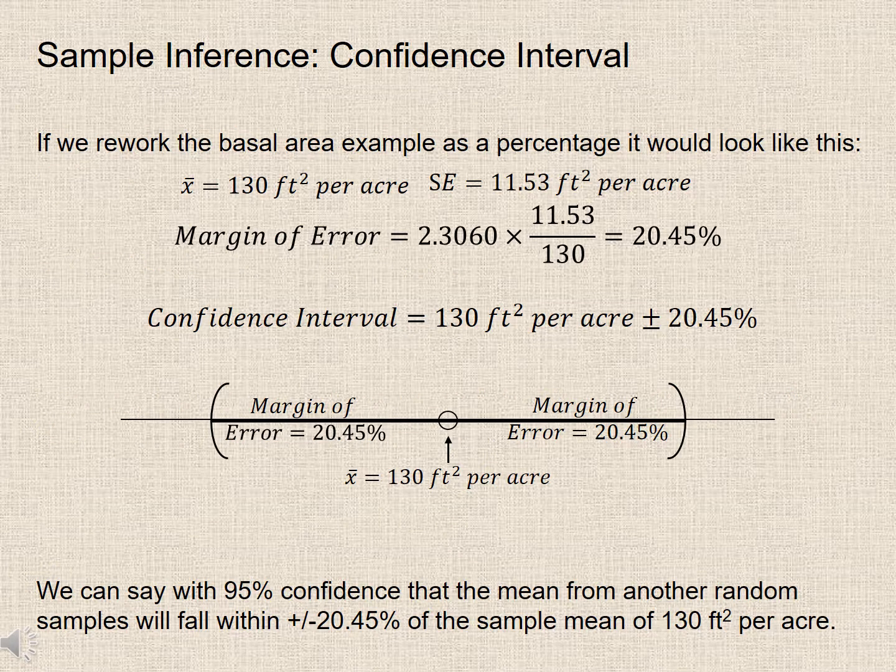If we were to rework the basal area example as a percentage, we would start with our sample mean of 130 square feet per acre and standard error calculated previously of 11.53 square feet per acre. We scale the standard error by the sample mean and recalculate the margin of error by multiplying the t-statistic by our standard error divided by the sample mean. Our new margin of error is 20.45%. We would then report our confidence interval as 130 square feet per acre plus or minus 20.45%.